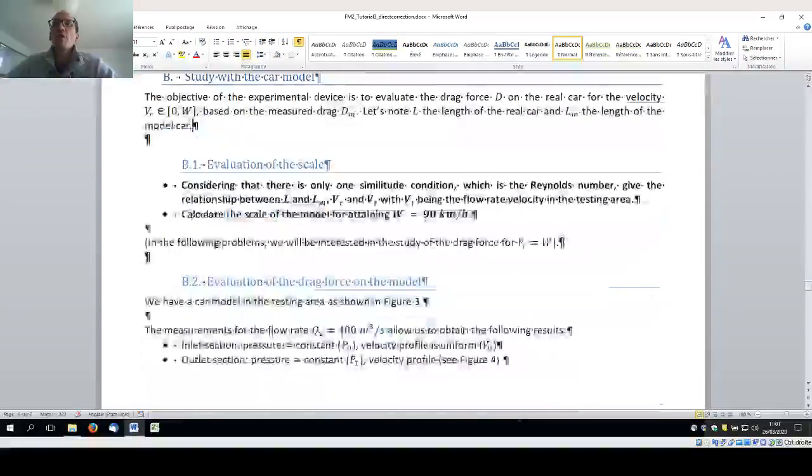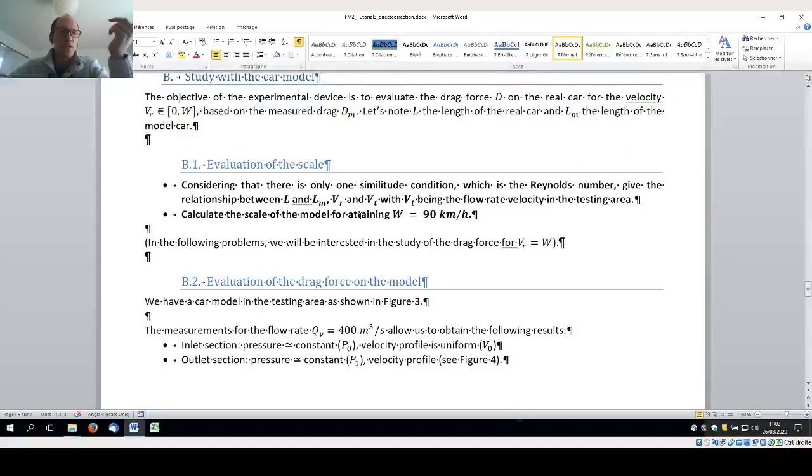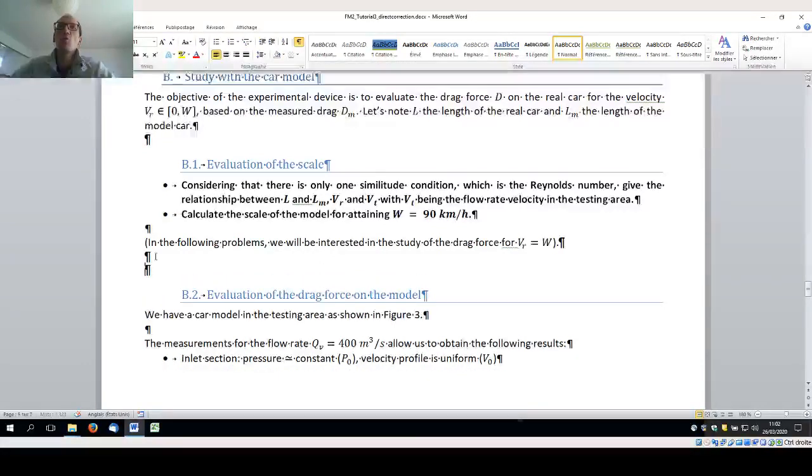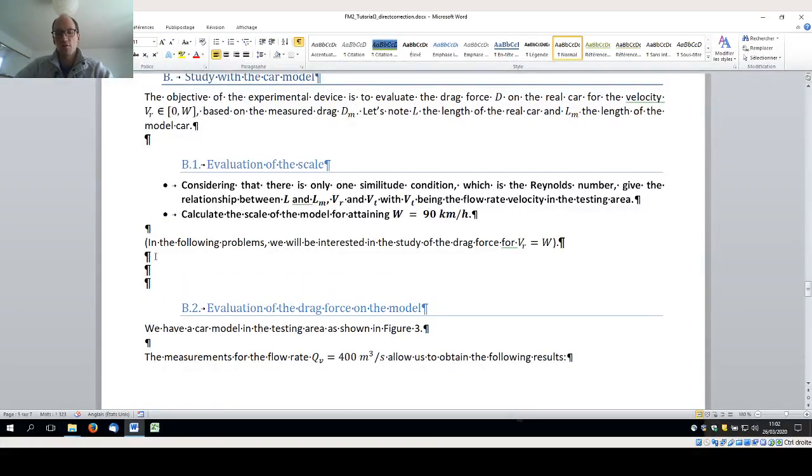So to evaluate the scale, what we need to do is a bit of similitude in order to know what is the velocity, what is the scale of the model we'll be able to use. For this, we'll go quickly about it, but this is similitude.